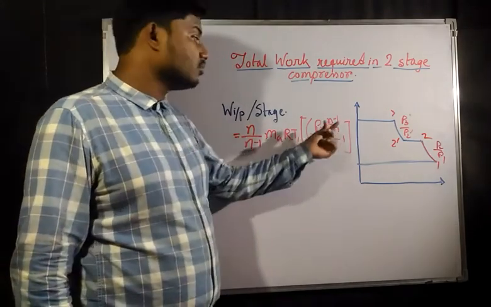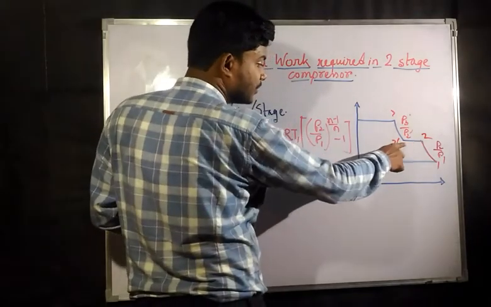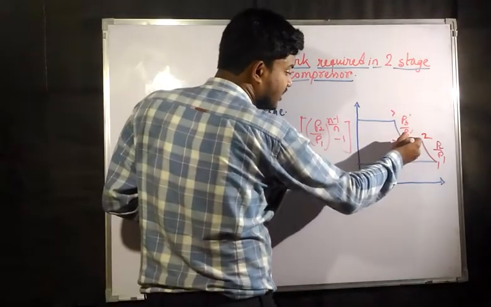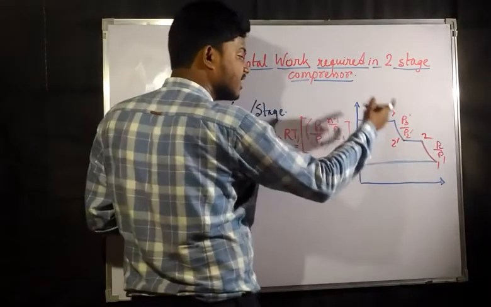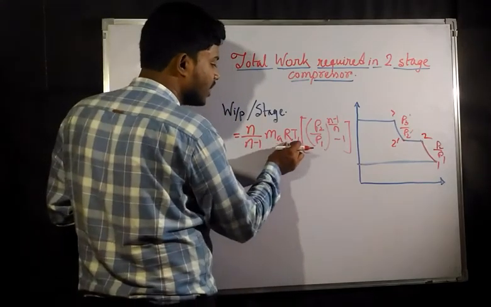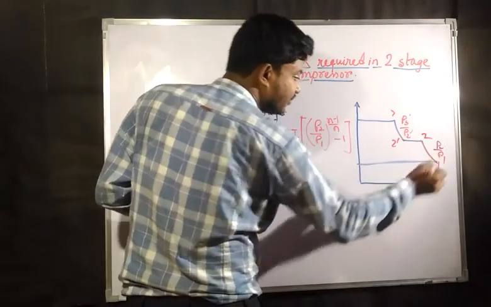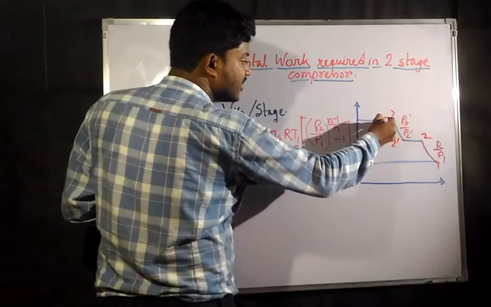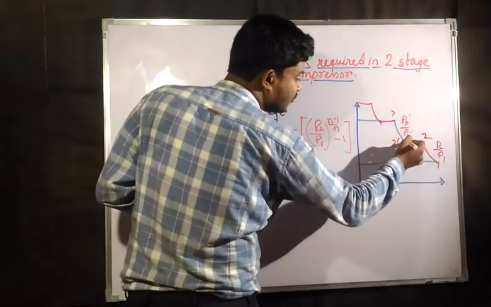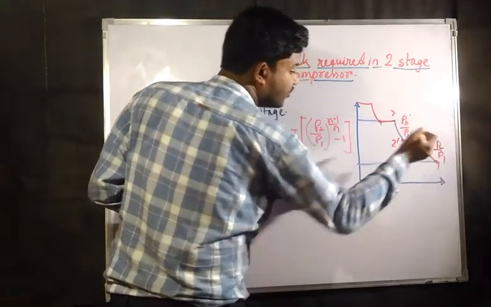P2 by P1 is the pressure ratio, and for each stage, after the intercooling has been done, we are reaching T1 itself. After each intercooling, when the next stage starts, we again write Ma into R into T2 dash, but T2 dash is again T1 because we are making the temperature the same as the initial condition. Similarly, for the third stage, we again make the initial condition for the compression the same as this. So ultimately, this temperature would be the same as that temperature.